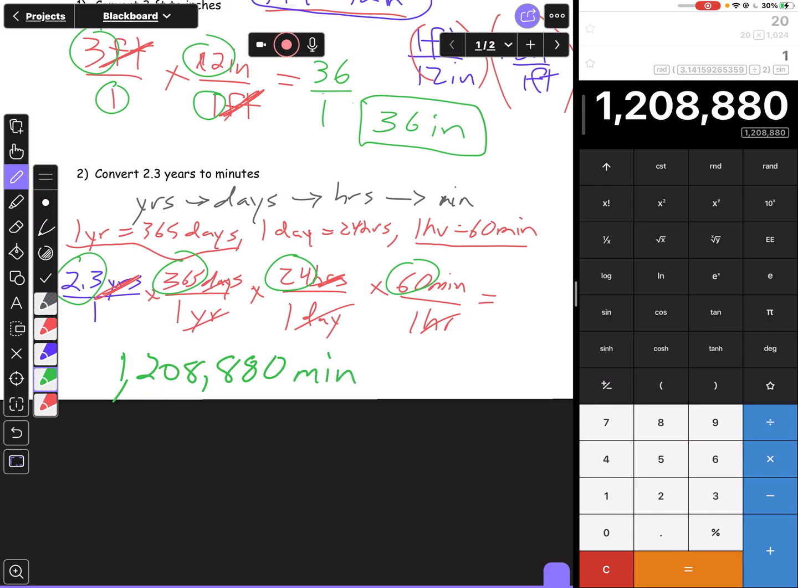So 2.3 years is the same thing as 1,208,880 minutes. Then I multiply everything on bottom, which is just 1 times 1 times 1 times 1. This gives all that over 1, which my answer just ends up being 1,208,880 minutes.